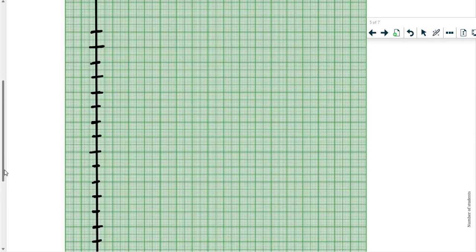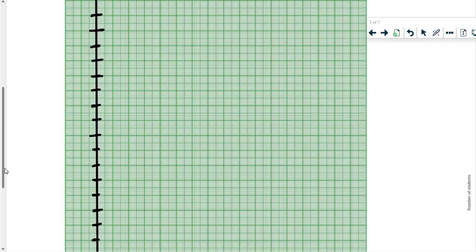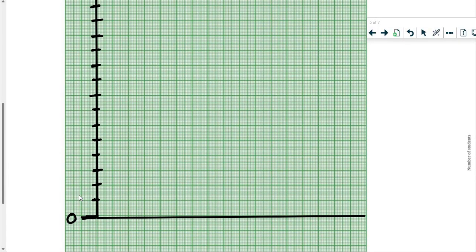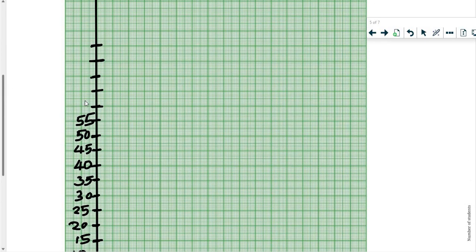Now, we label that. From here, that is 0, 5, 10, 15, 20, 25, 30, 35, 40, 45, 50, 55, 60, 65, 70, 75, 80.